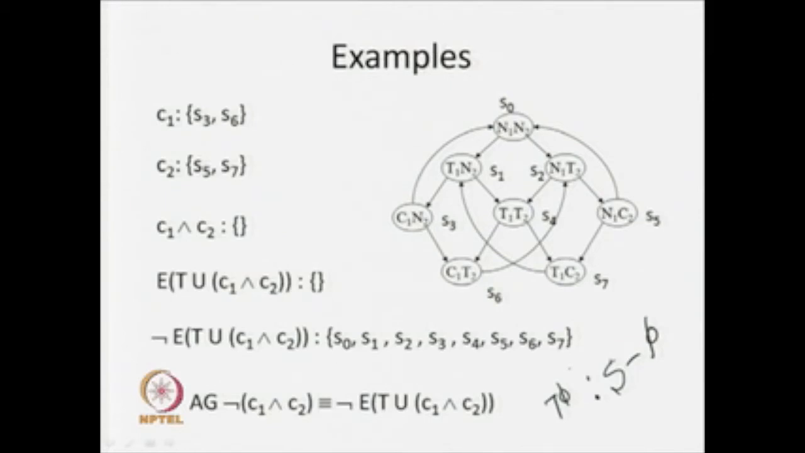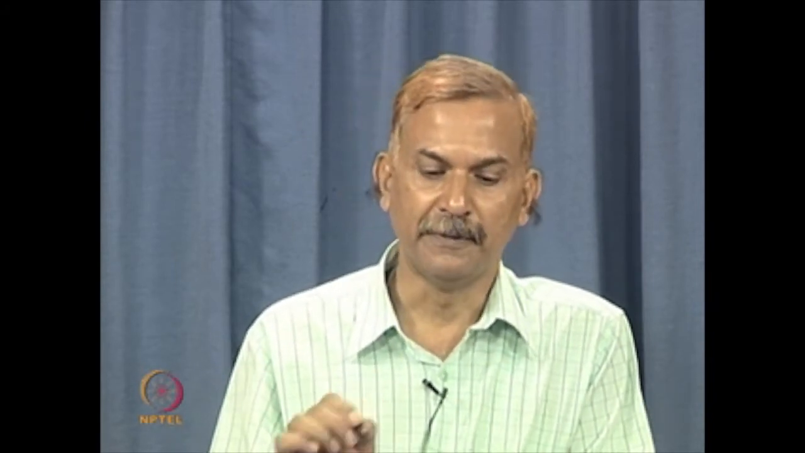That means we are saying that the formula AG not of C1 and C2 is equivalent to not of E true until C1 and C2. We have seen that in all the states not of E true until C1 and C2 is true. That means we can say that in all states, all paths, globally not of C1 and C2 is true. So, from here we can conclude that the safety property has been satisfied by my model. This is the way that we can check. This is a very simple example.